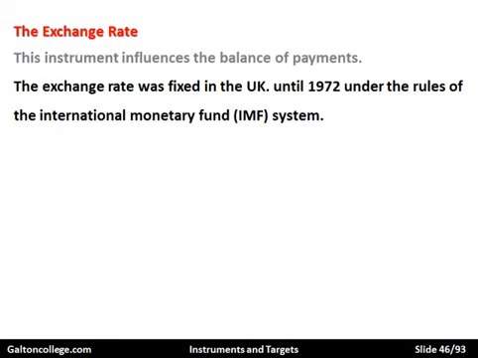Now, as I said earlier, exchange rates were fixed at the end of the Second World War. They were fixed by an agreement known as the Bretton Woods Agreement. The Bretton Woods Agreement was meant to introduce certainty, or certainly reduce risk in international trade, which would help the world recover from the devastation of the Second World War. The exchange rate was fixed in the UK until 1972 under the rules of the IMF, the International Monetary Fund.